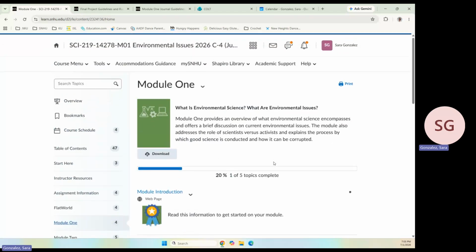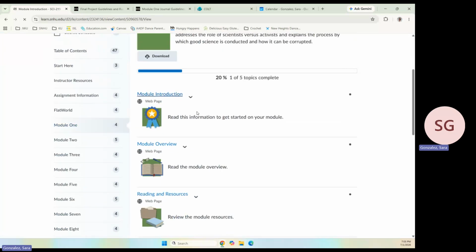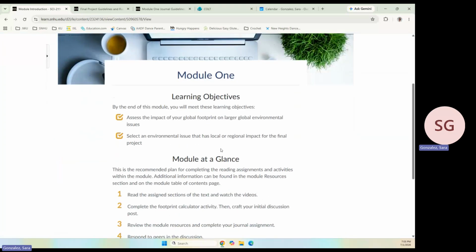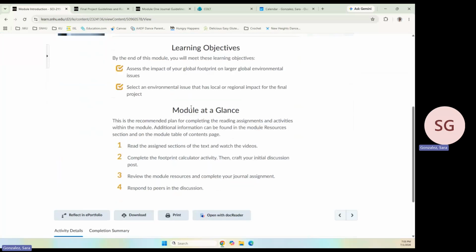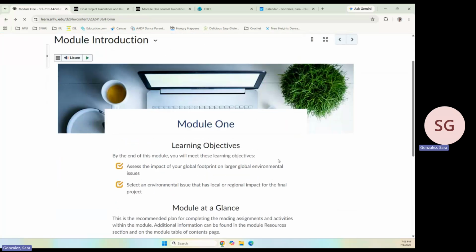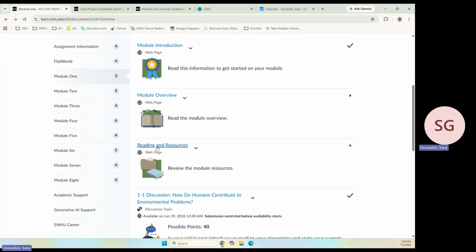Module 1, if you haven't started the module yet, is just kind of an introduction to environmental science and environmental issues. Looking at the module intro here, we'll look at your global footprint, also called ecological footprint, on the global issues here, and then an environmental issue that has local regional impact as well. Maybe you could use that for your final project, which we'll get into in a second.